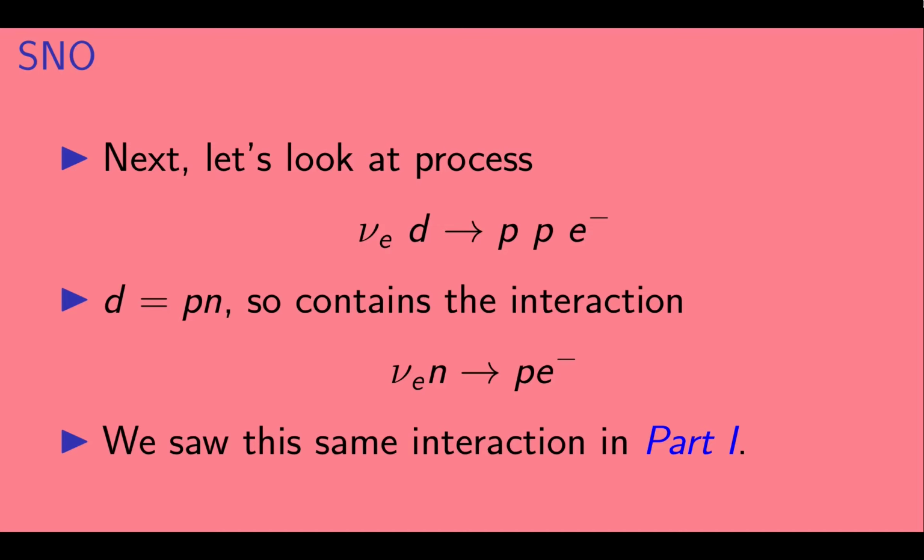Okay, next let's look at the process where a neutrino, and specifically an electron neutrino, impinges on a deuteron, producing 2 protons and an electron. Again, a deuteron is a system which contains a proton and a neutron, so the neutron in the deuteron is being converted into a proton, and an electron is being emitted. This is the process nu-e + neutron goes to proton + electron. We saw this same interaction in part 1.